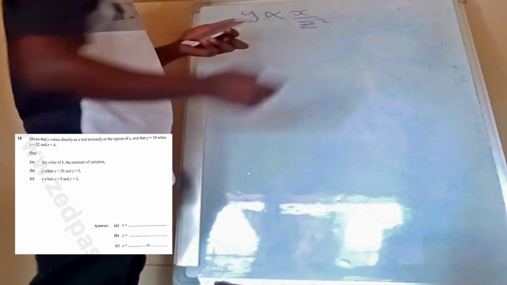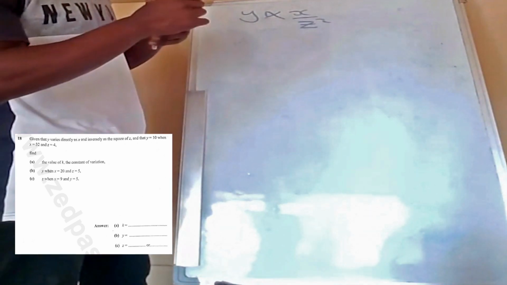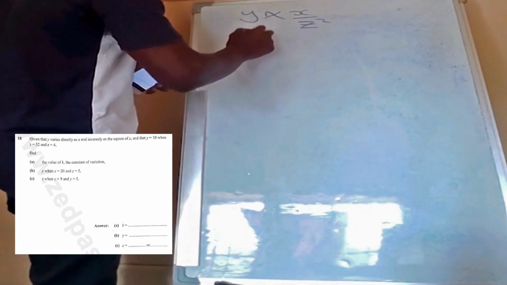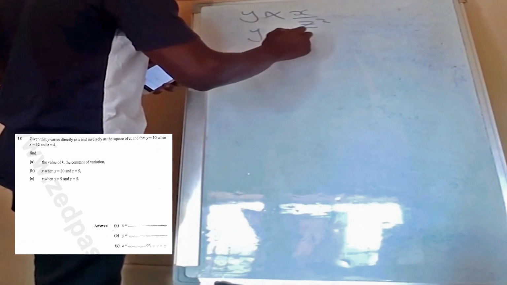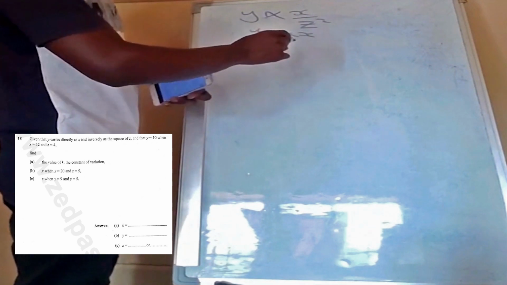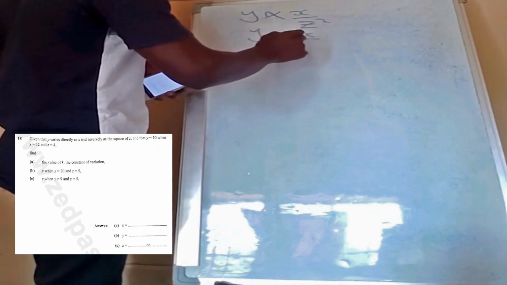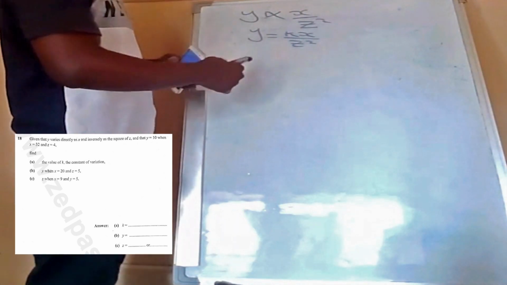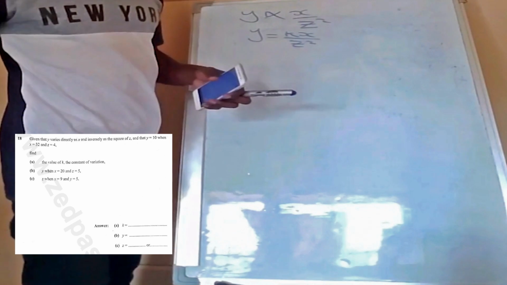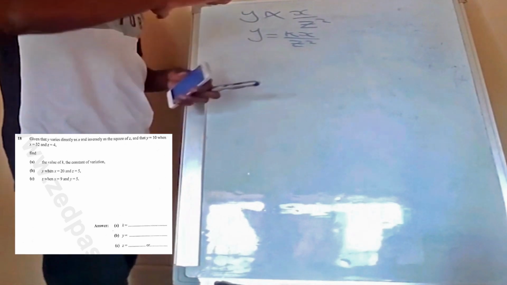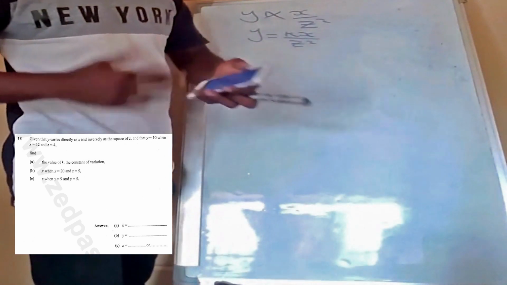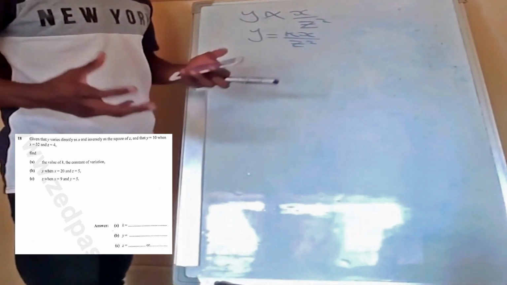Square of z, so z squared. Okay, so this is what we have. And if we replace this with an equal sign, we say y is equal to kx over z squared. The k is introduced because we've put an equal sign there, so k is a constant. So we need to find the constant given the values of y, z, and x that we've been given in the question.